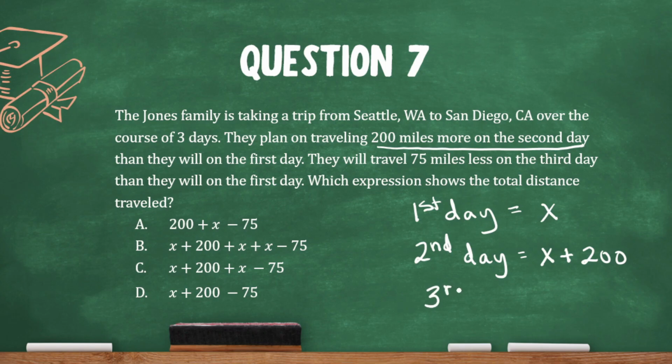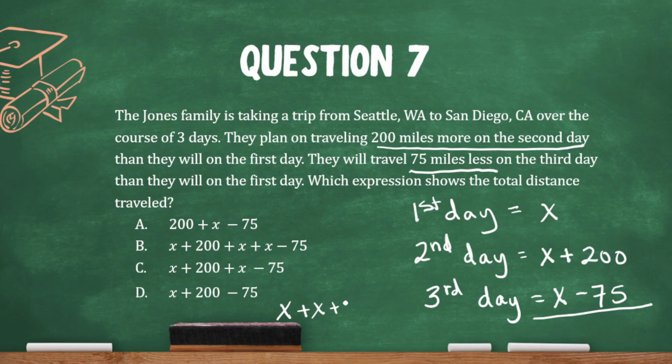Then for the third day, they traveled 75 miles less on the third day than on the first day. So we could take that first day and subtract 75. Now, if we want the total distance, we would have to add all of these together. So we would have the first day, which is X, plus the second day, which is X plus 200, plus the third day, which is X minus 75.